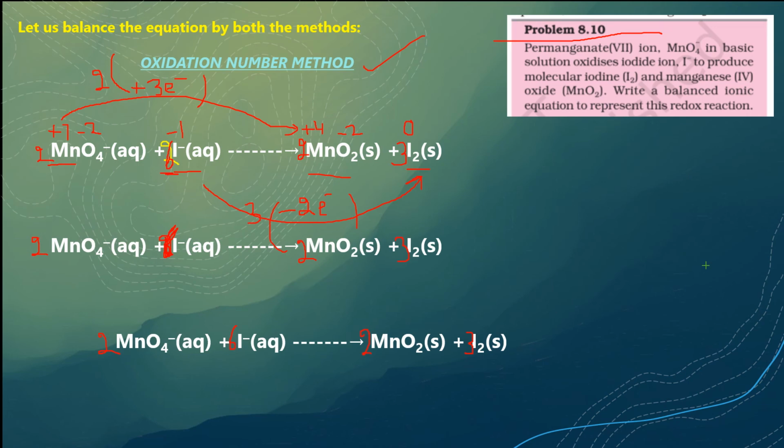Now what is the medium given? The medium is, if you see the question carefully, basic. What choice do I have? I have the choice of OH minus and water. So let us see how I can make use of this OH minus and H2O and balance my equation finally. So I will see the charges on both the sides.